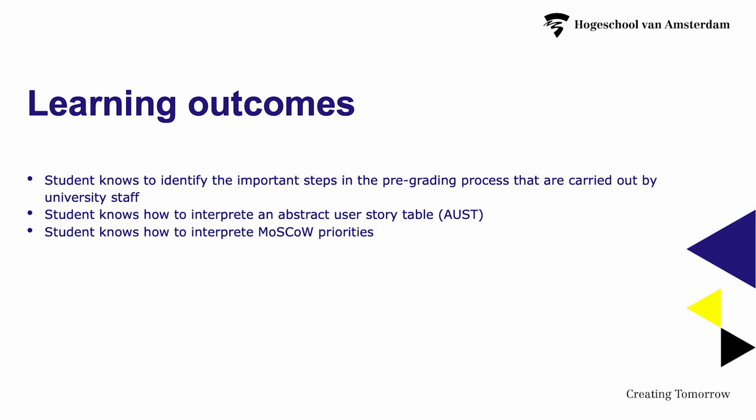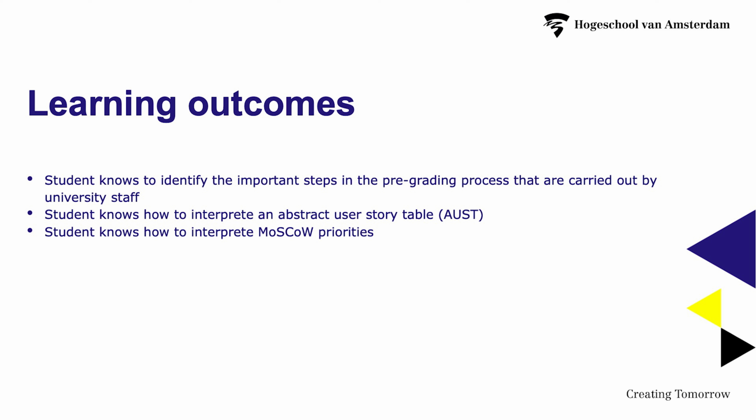Hi, in this video it explains how Agile Scrum can be properly set up in education. You will learn about relevant steps in a pre-grading process that are carried out by university staff and how to interpret an abstract user story table, an AUST, and MoSCoW priorities.